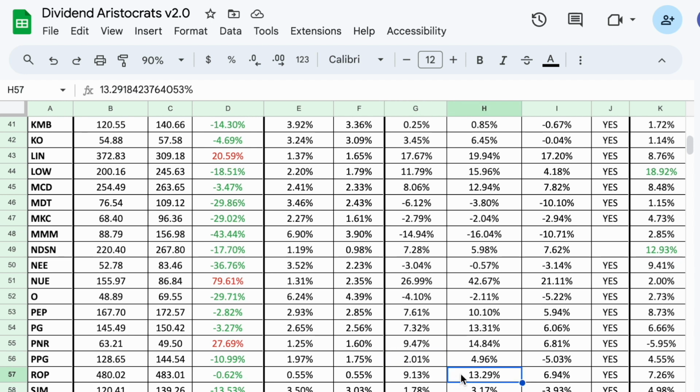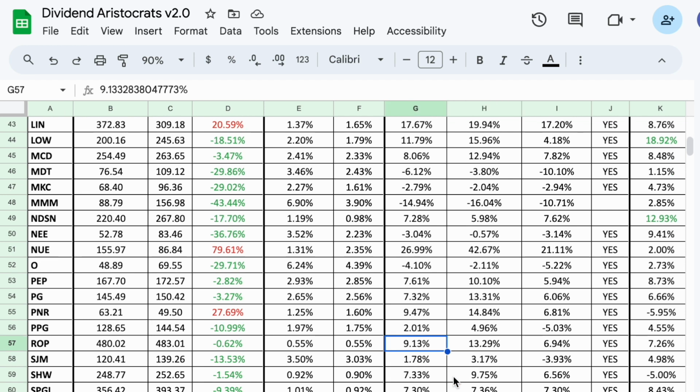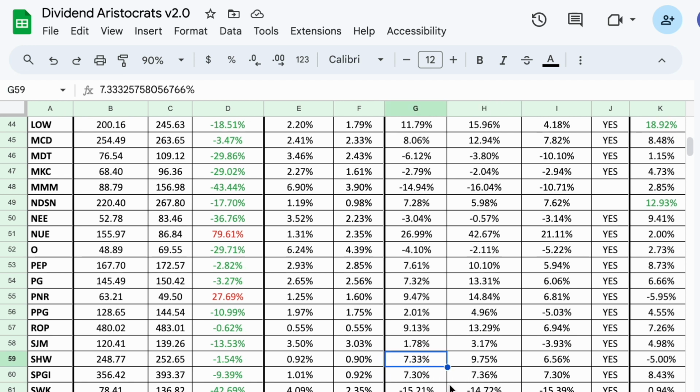Roper Technologies also passes the test with a return of 13.29% while undervalued, compared to 9.13% overall. J.M. Smucker passes the test with a return of 3.17% while undervalued, compared to 1.78% overall. Sherwin-Williams passes the test with a return of 9.75% while undervalued, compared to 7.33% overall.